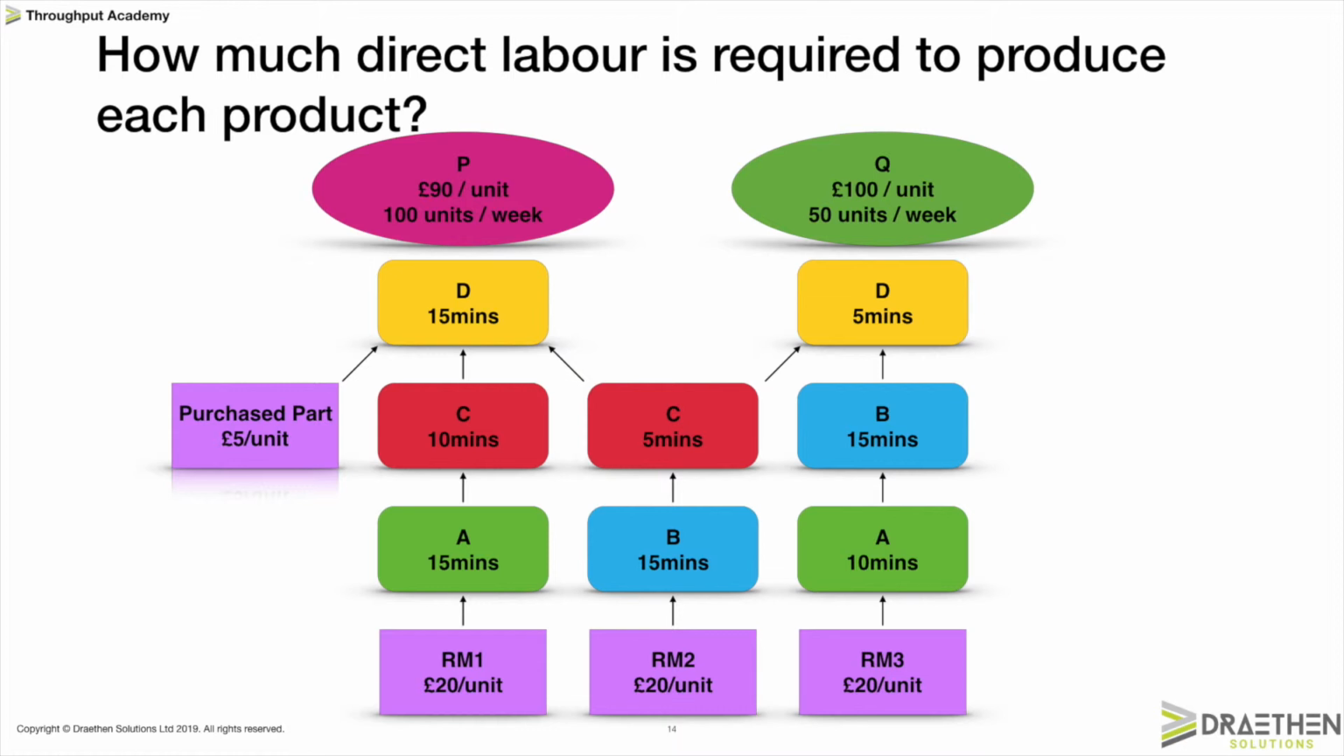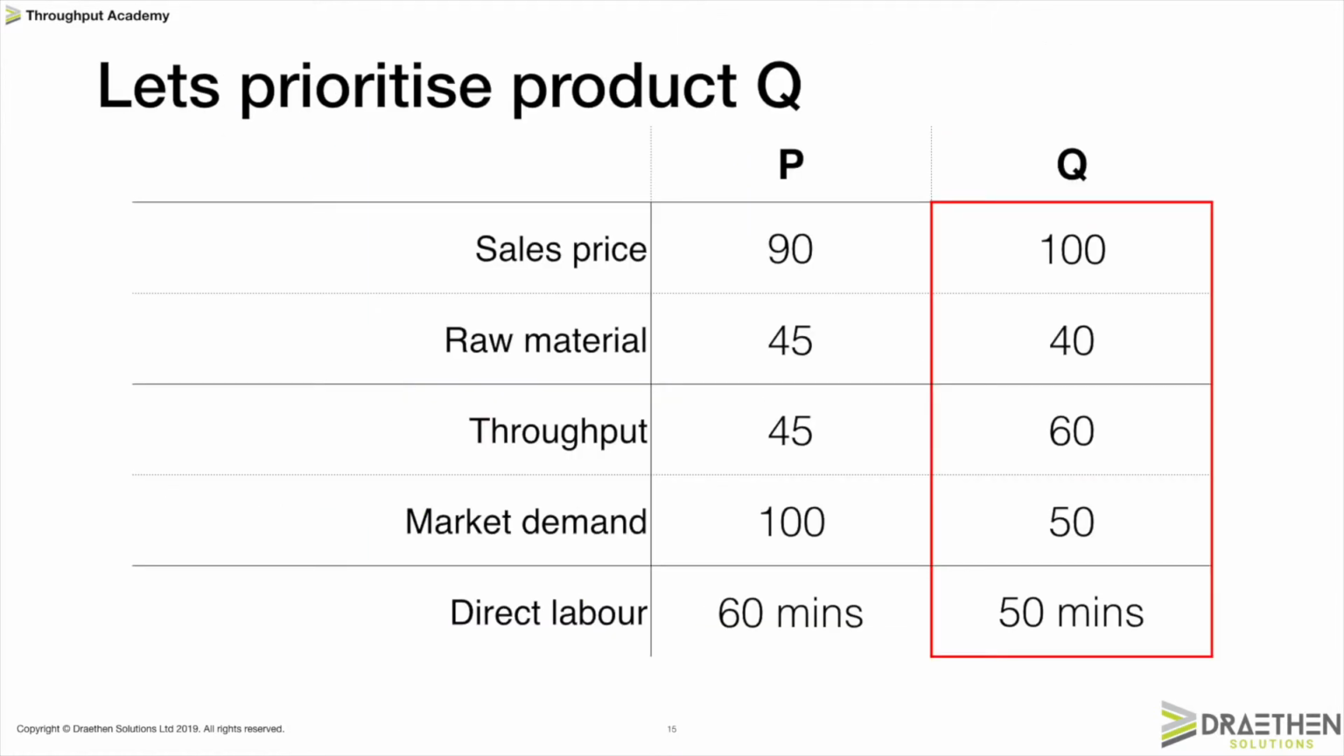If we do the same calculation for the Q product, we have 15 minutes on blue in the middle leg, 5 minutes on red on the middle leg, 10 minutes on green on the right hand leg of the routine, another 15 minutes on blue on the right hand leg, and a further 5 minutes on yellow at the top of the routine, coming to a grand total of 50 minutes direct labour in all. So now we can see that product P also comes off worse when compared to product Q on direct labour. It requires 60 minutes of effort from the resources involved to generate 1 unit of product, whereas product Q only requires 50 minutes of direct labour. So even on this basis, product Q is the more attractive.